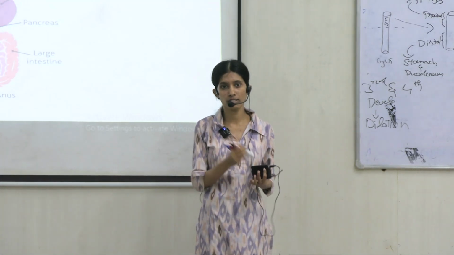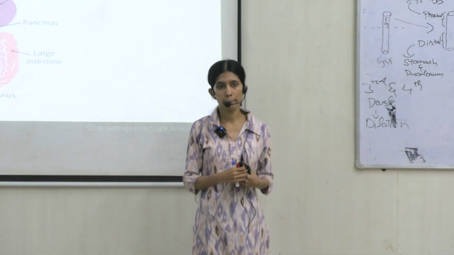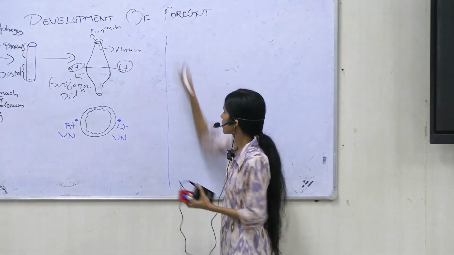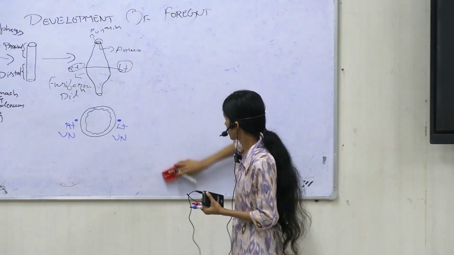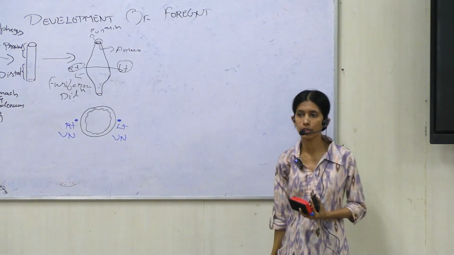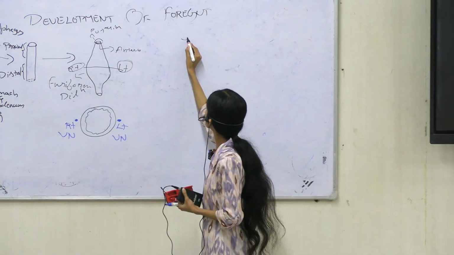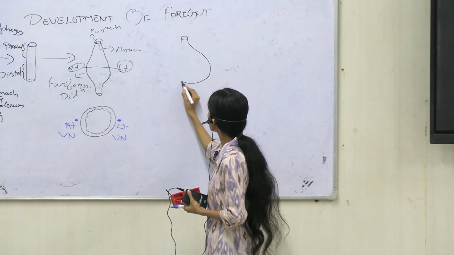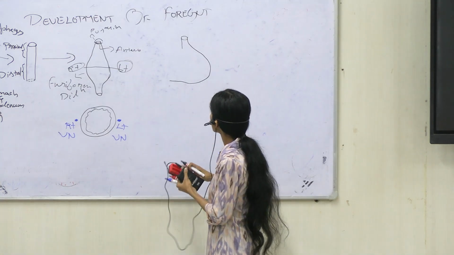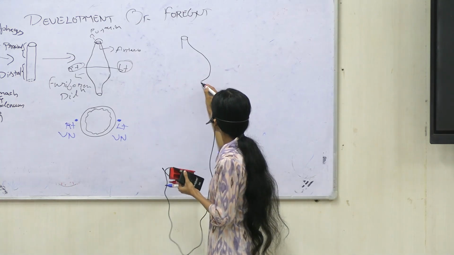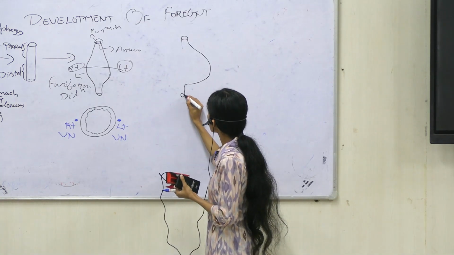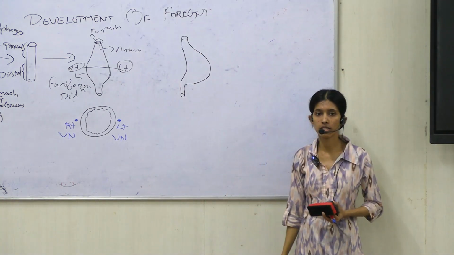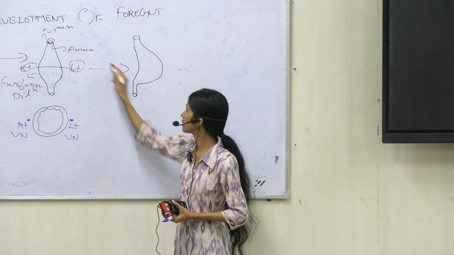So if it is clockwise, which direction it is going to move? Right side. Once the rotation happens, this is how your stomach, the developing stomach, is going to appear. So this happens, the 90 degree rotation.